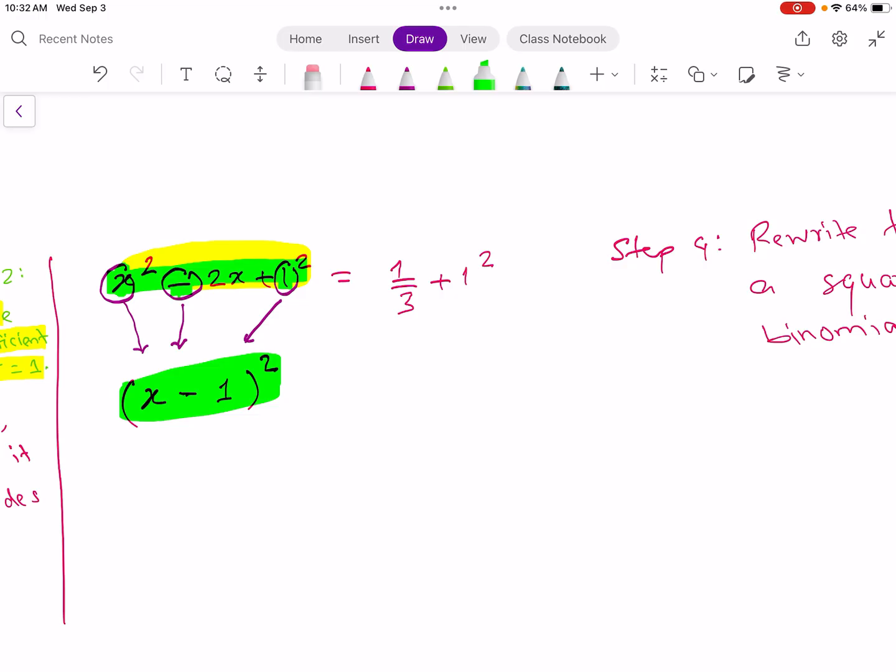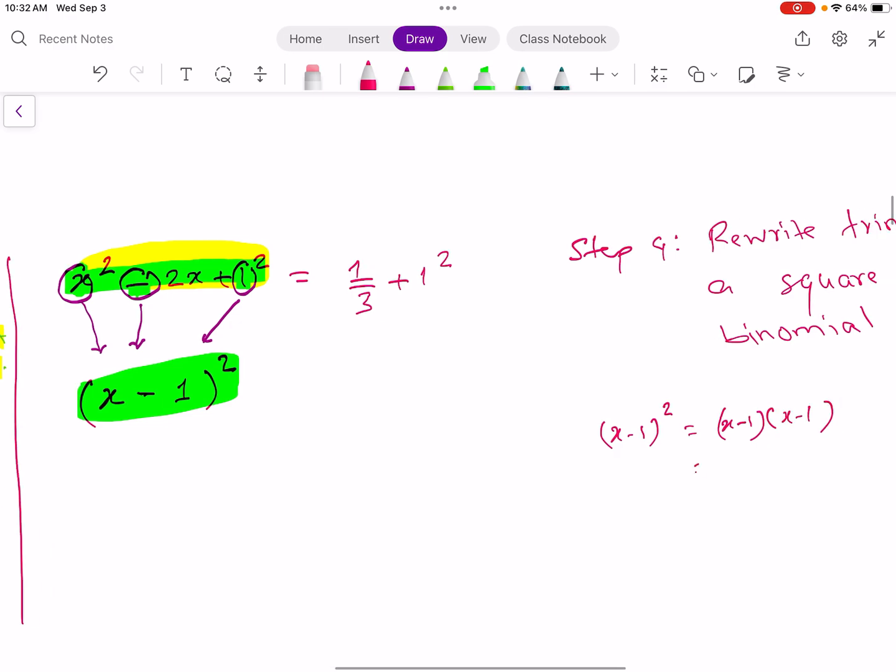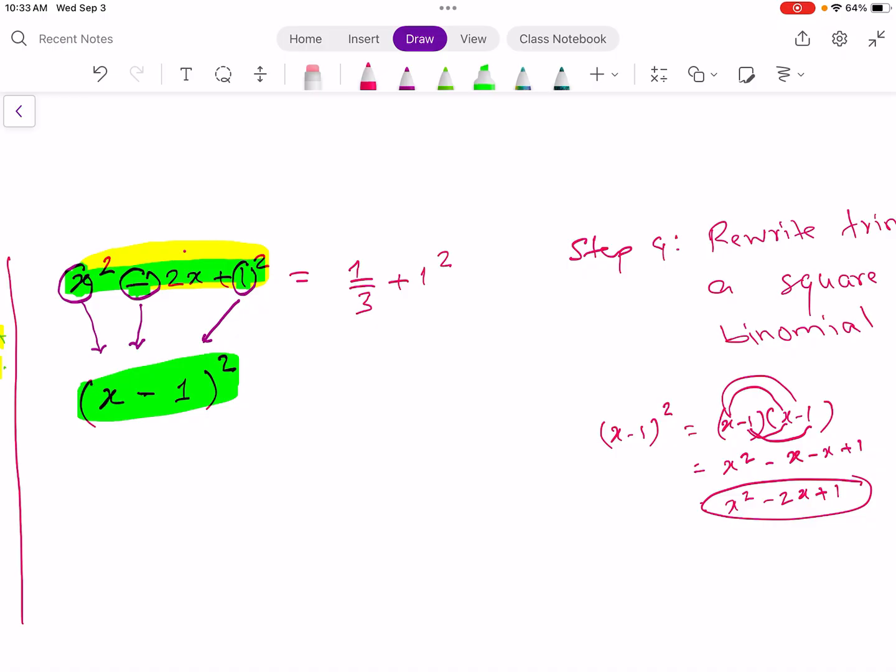Now we can always check: if you find x minus 1 square, we always get x square minus 2x plus 1. So this is x minus 1 times x minus 1. x times x is x square, x times negative 1 is negative x, negative 1 times x is negative x, negative 1 times negative 1 is positive 1. This is x square minus 2x plus 1, which is the same as this one. So this is our fourth step, rewriting the trinomial as a square of a binomial.